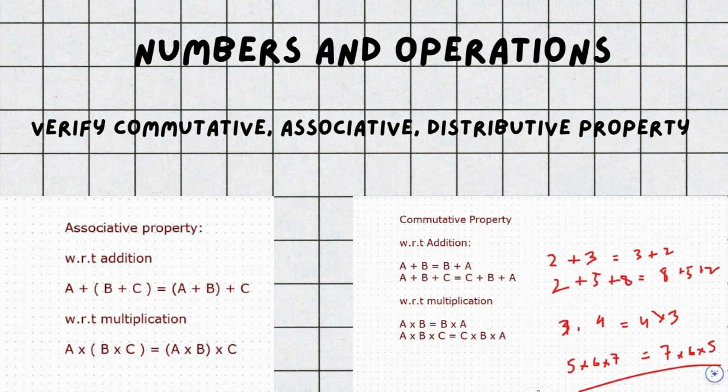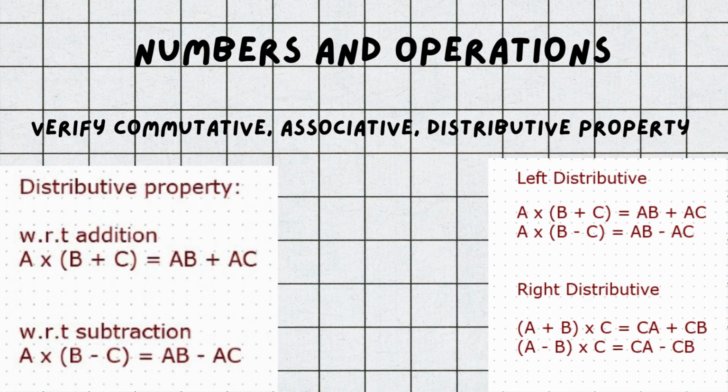Numbers and operations. Verify commutative, associative, and distributive property. These are just examples. Verify commutative, associative, distributive property. The example for distributive.